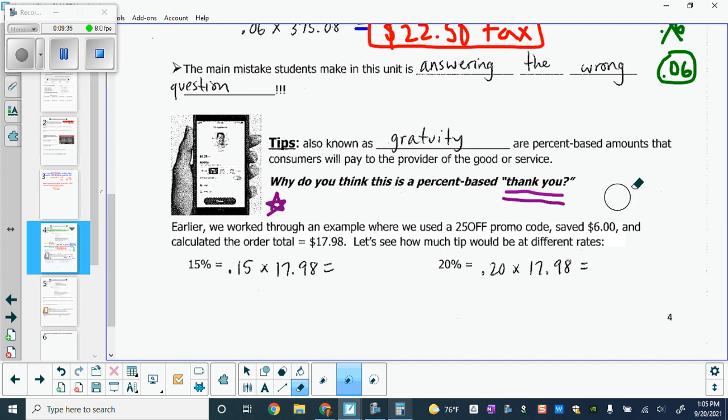So why do you think we use a percent instead of a dollar amount? Put that answer there, and we'll talk about it as a class.